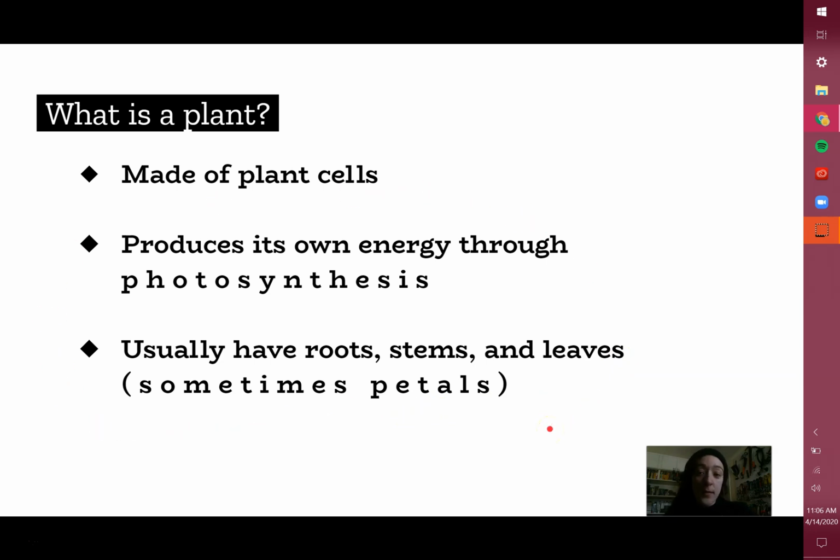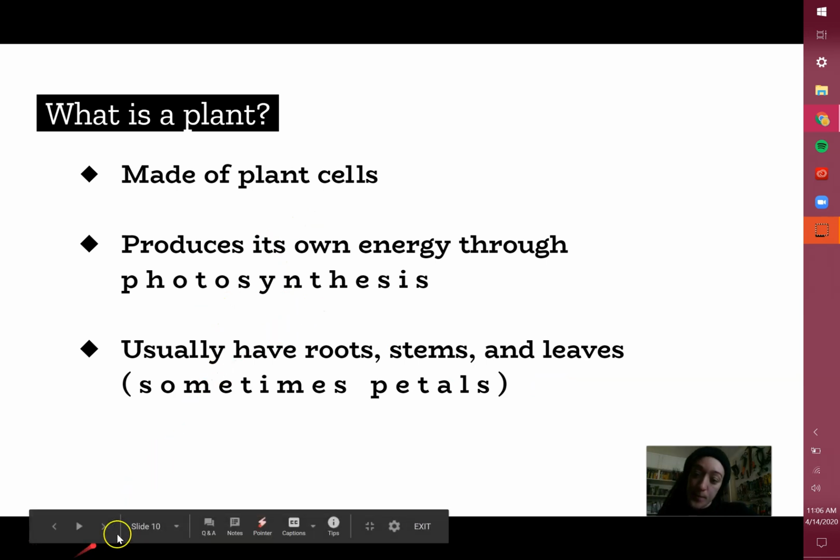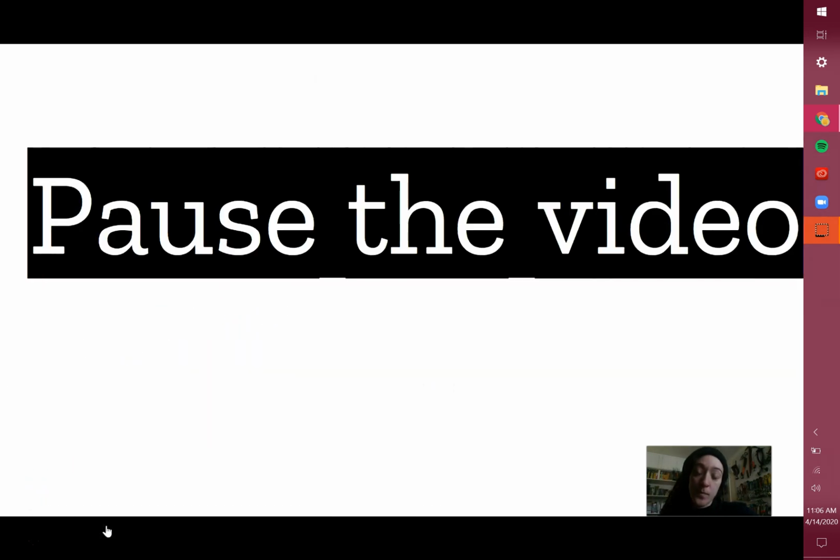If they're made of plant cells, if they make their own energy through photosynthesis, if they have roots and stems and leaves, then they're a plant. And plants can look different. Not all roots and stems and leaves look the same, and sometimes plants don't have roots or stems or leaves. But all plants have plant cells and make their own energy.